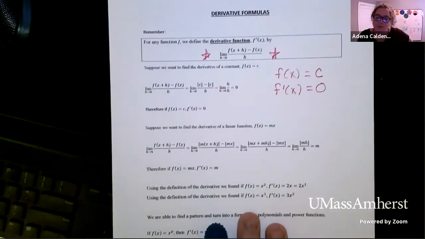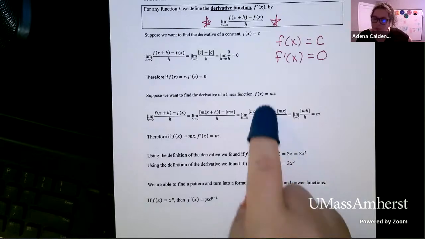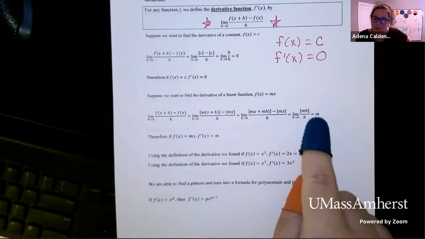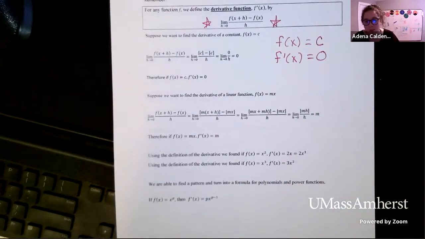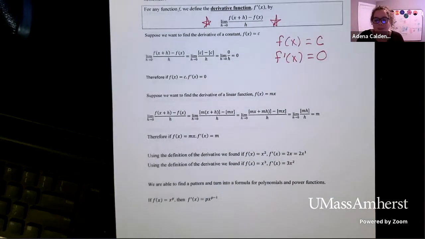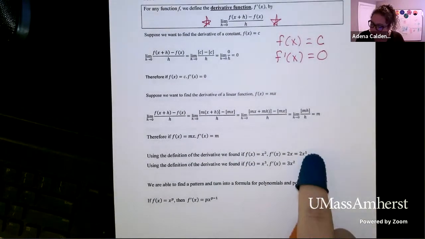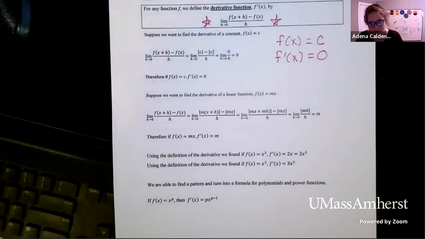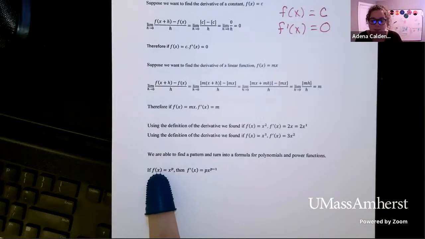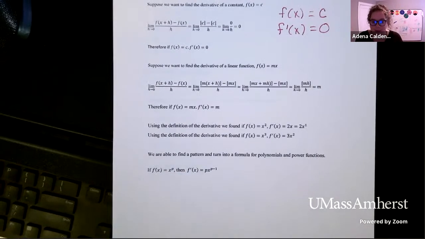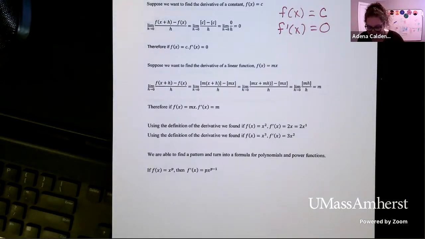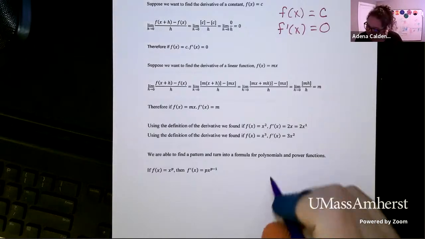There's another example here of a linear term, mx. You can follow the algebra to see that ultimately we get that the derivative is just m, the slope of that linear term. The idea is that if we were to apply this limit to all sorts of different polynomial terms and eventually power terms, we end up with a formula that looks like this. If f of x equals x to the p, then f prime of x equals p x to the p minus 1. So what does that mean, right?